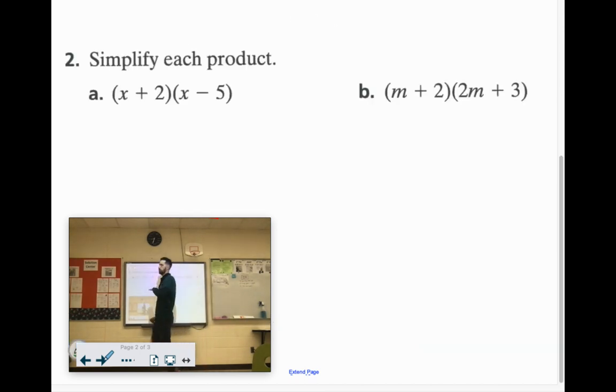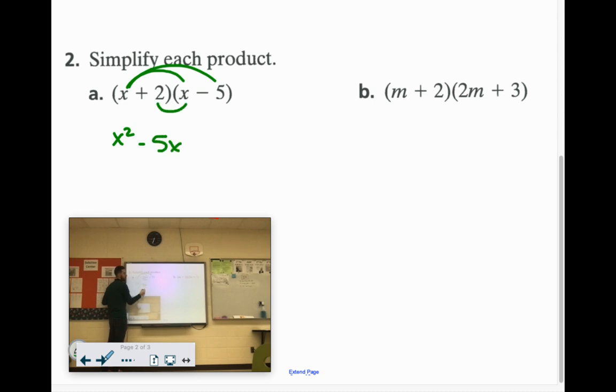So after these two, the whole second half of the notes are just trying out these problems. It's getting used to the procedure. So x times x, x squared. X times negative 5 is negative 5x. Positive 2 times x is positive 2x. And positive 2 times negative 5 is negative 10. We'll be able to combine our x's together. So we have x to the second, and then our x's will come out to negative 3x, and then minus 10.